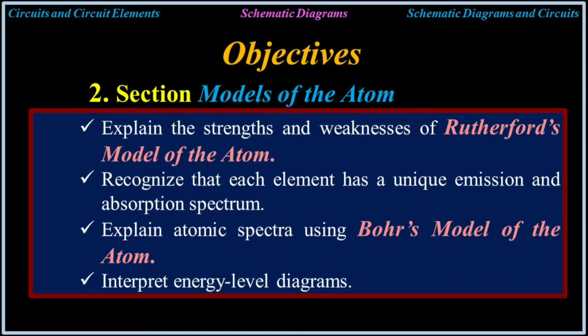Section 2, Models of the Atom. Explain the strengths and weaknesses of Rutherford's model of the atom. Recognize that each element has a unique emission and absorption spectrum. Explain atomic spectra using Bohr's model of the atom. Interpret energy level diagrams.